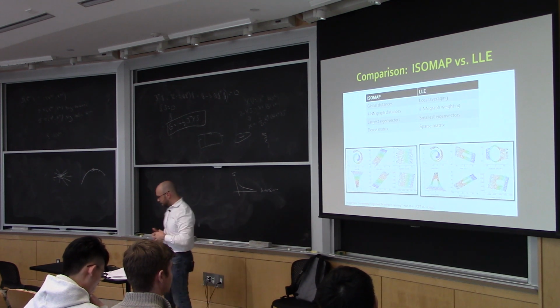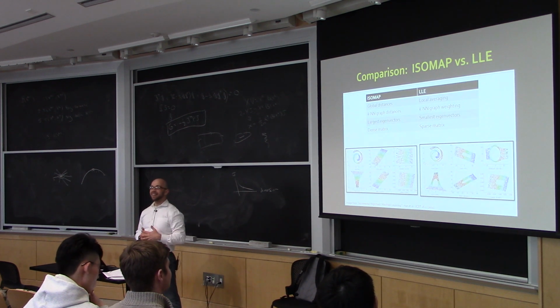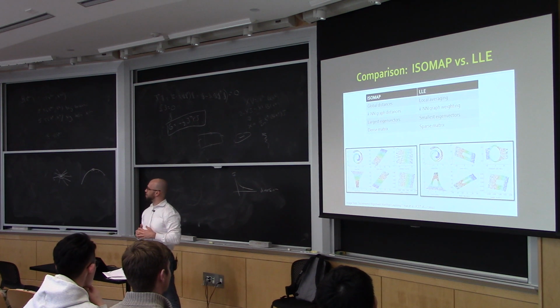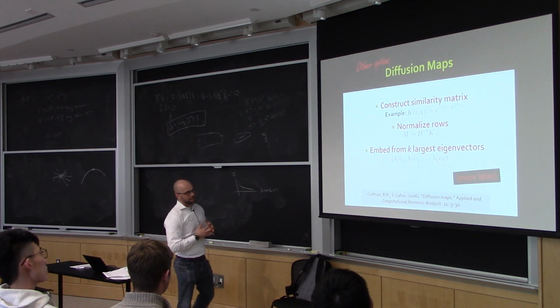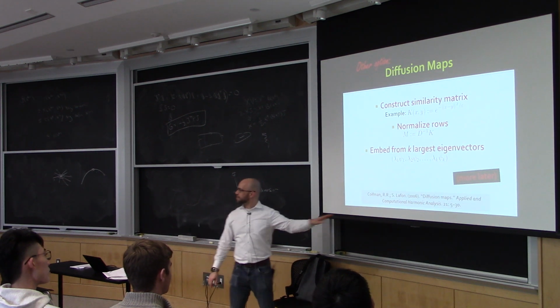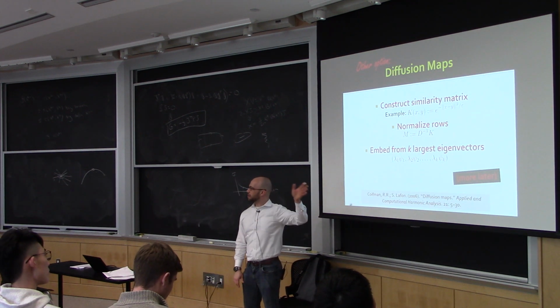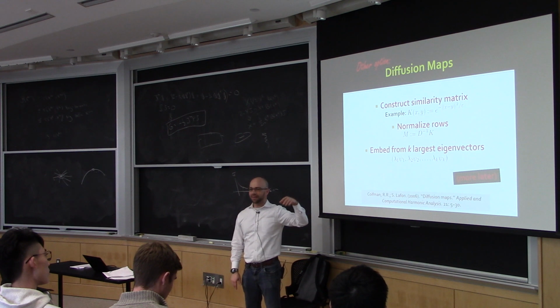Okay. There are many methods out there for embedding. These are just two of the most common. Another really popular one, which is on your reading list, and I encourage especially the math students to read, is something called diffusion maps. How many of you have heard of diffusion maps? It used to be super popular in applied math world.